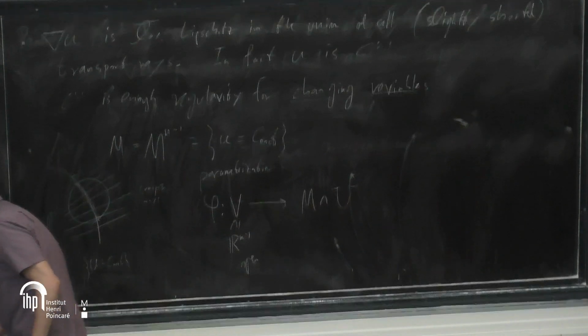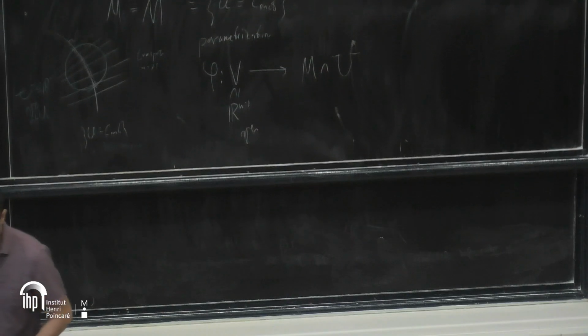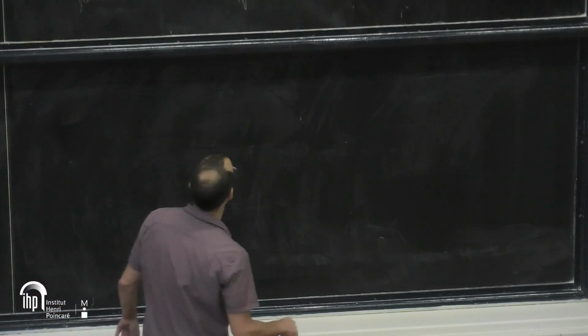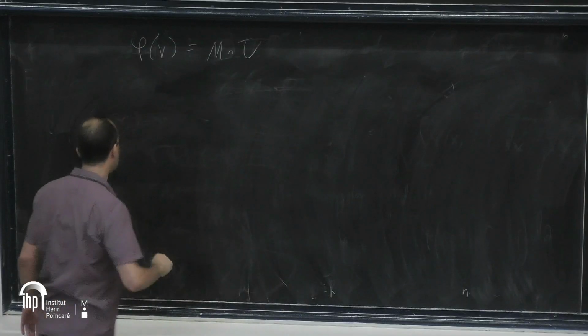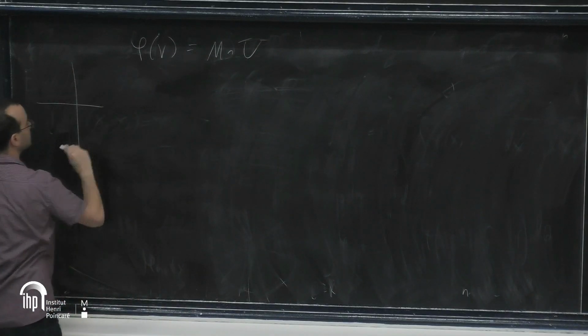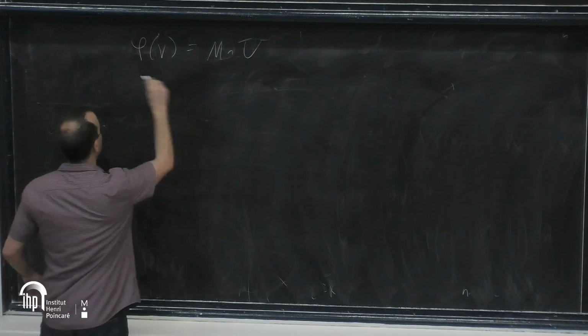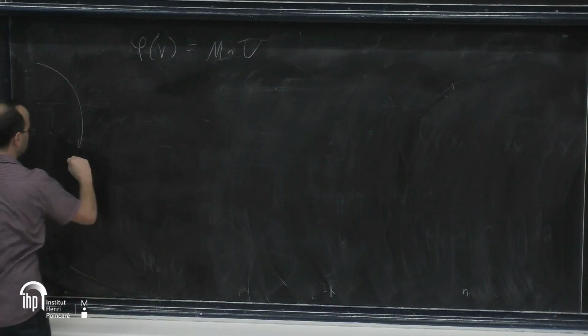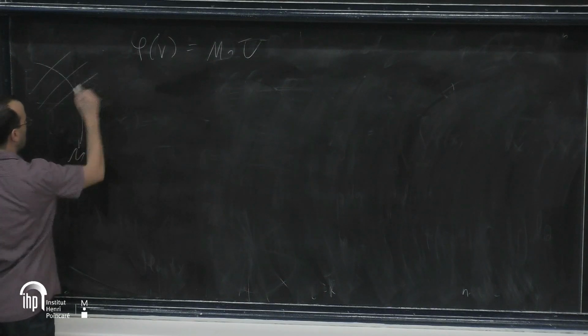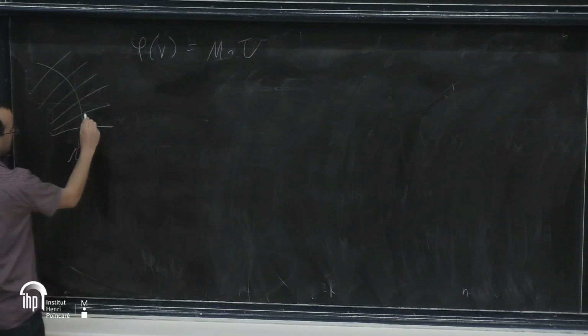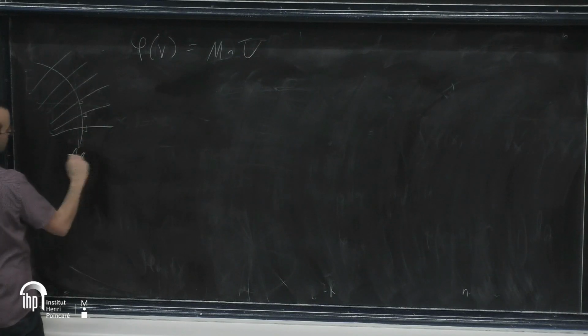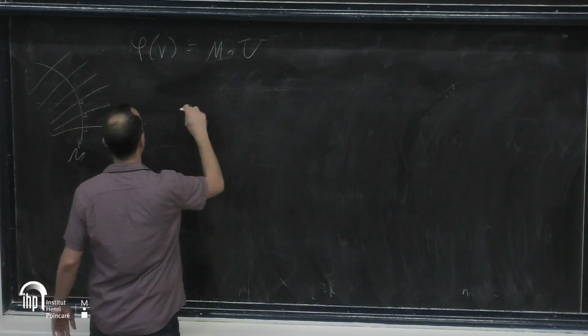Okay, let me write it again. So phi of V is this manifold intersected with U. And so I have this map. Now let me draw it again. So this is M, and these are transport lines. They are orthogonal, and phi is a parameterization of M. So now I look at the following map.